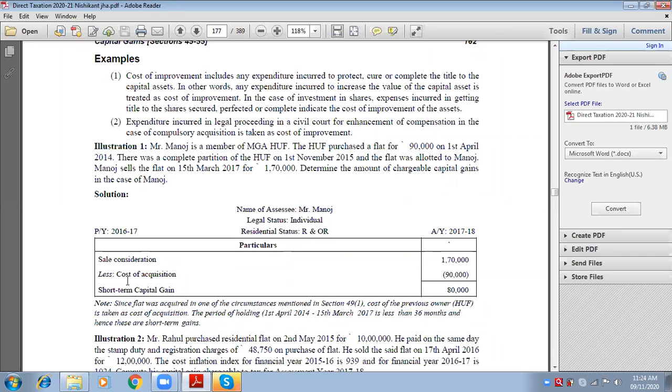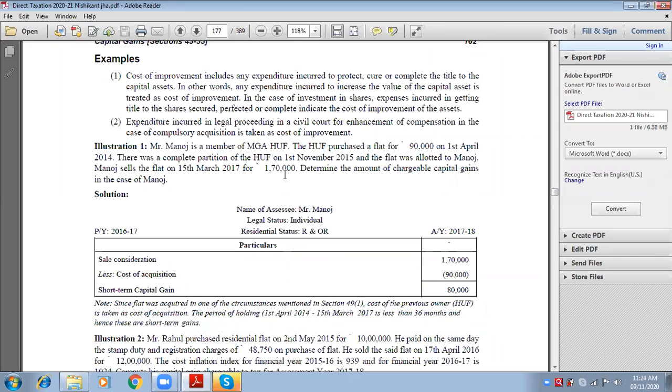Full value of consideration means when Manoj sells the property, sells the flat, how much did he earn from that sale, from that particular flat? How much did he sell the property for? 1,70,000. Very good. Write down 1,70,000 in the outer column. Next. Now, first step is done.